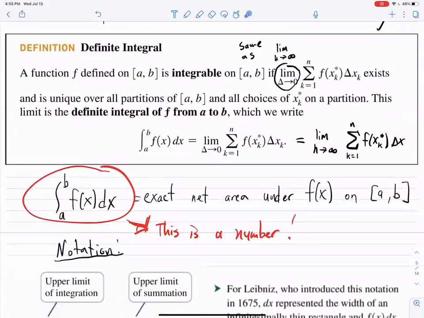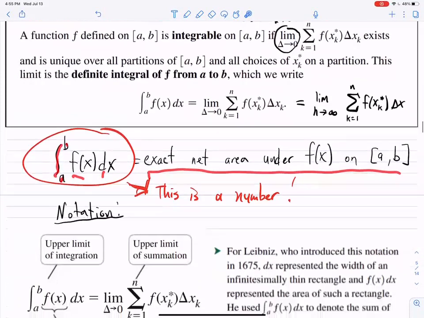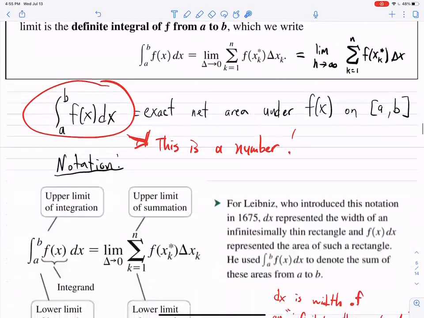So in other words, the integral from a to b of f of x dx is the exact net area under f of x on [a, b]. And note that this is a number because it's an area, right? So it's going to give you a number.